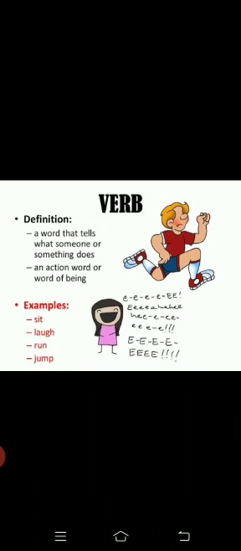Now, a verb is a word that tells what someone or something does, an action word or word of being. Examples being used: sit, laugh, run, and jump. Eat, listen, write, drink. So many examples are there. Whatever you want to express to someone, whatever you want to tell about what you are doing, you always use a verb in it, right? Without a verb your sentence is incomplete. So you need a verb to explain any of your sentences to any person.